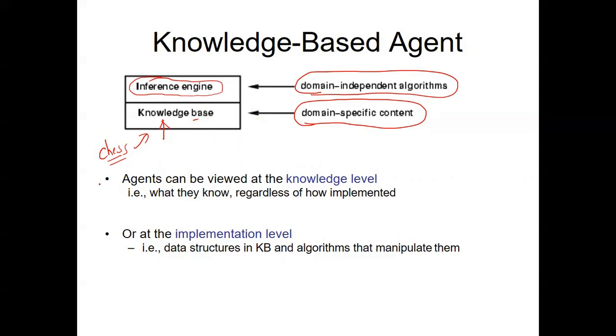And the agent can be viewed either at the knowledge level, or at the implementation level. Knowledge level means it is a high level of abstraction. That is, the agent knows what it knows, but the agent does not know how it is implemented. So it is like a top level understanding. If the agent is viewed at the knowledge level, it is a high level of abstraction. The agent knows what it knows, but actually doesn't know how it is implemented.